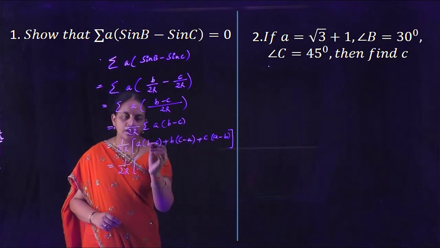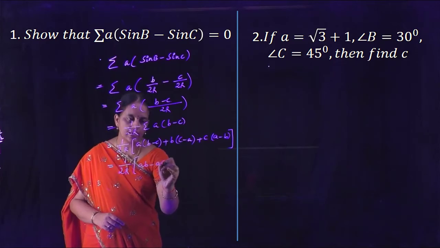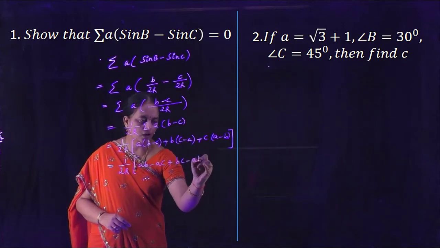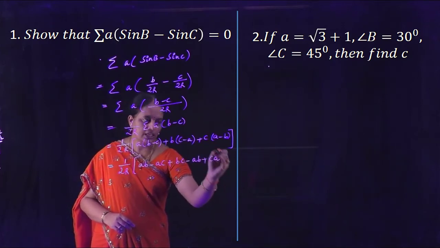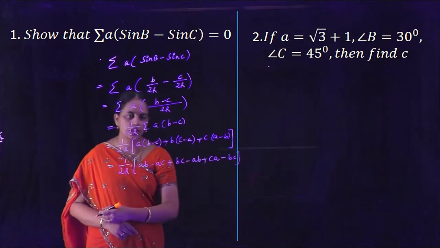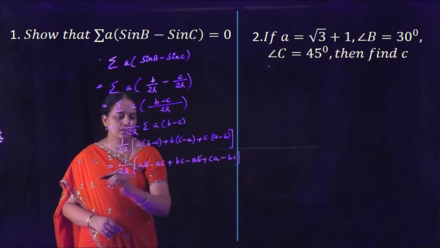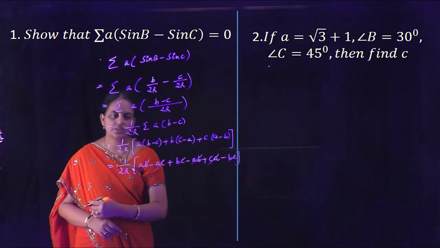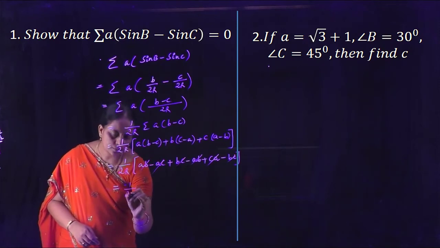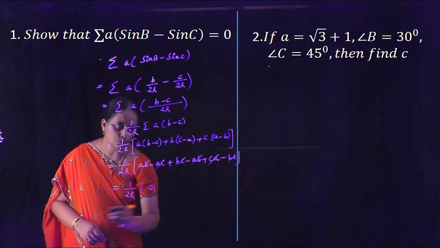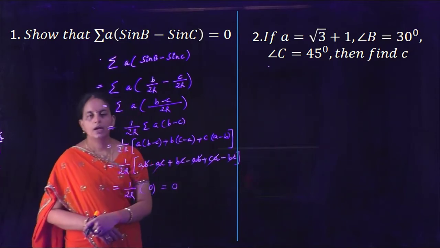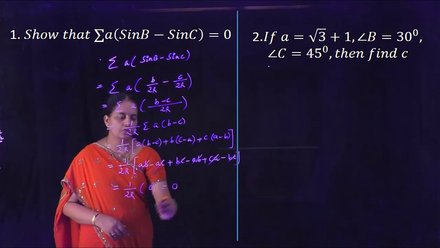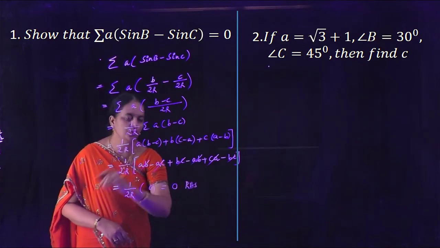Then what we get? ab minus ac plus bc minus ba plus ca minus cb. So here minus ab plus ab gets cancelled, plus ac minus ac gets cancelled, and minus bc plus bc gets cancelled. We get 1 by 2R into 0. This is equal to 0. Hence sigma a into (sin b minus sin c) is equal to 0, which is equal to RHS.